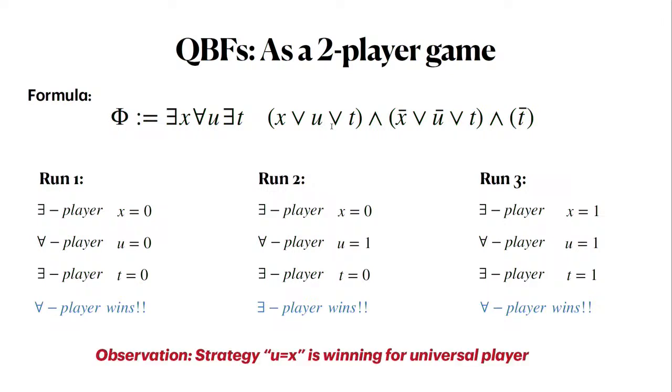If you observe carefully as to why the order is important, u equal to x is a winning strategy for the universal player. Why is that so? Because the universal player will always choose u after x. Whenever u and x are the same, either x and u are both true or both false. So accordingly, t must be true, and the third clause tells me t bar must be true for the existential player to win. So if the universal player plays u equal to x, the formula will always be false. This is what I call a winning strategy.